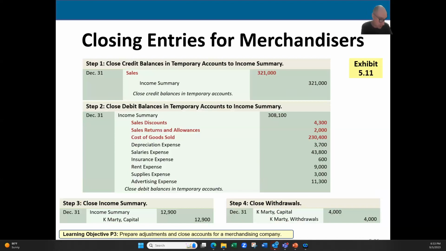At the end of the year, or end of the accounting period, we close out all of our temporary accounts. We post them to income summary, and then income summary is posted to owner's capital minus owner's withdrawals. This is the closing process. It's just like any other closing process and follows the same exact procedures.